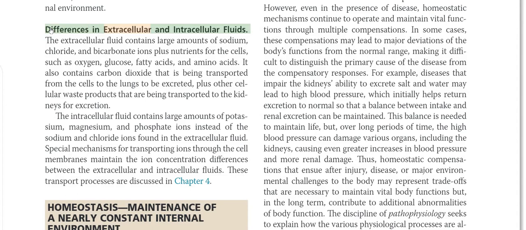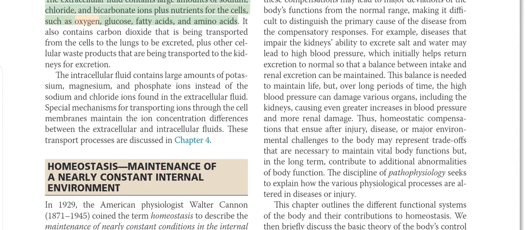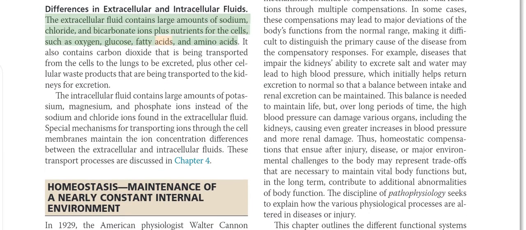Differences in extracellular and intracellular fluids. The extracellular fluid contains large amounts of sodium, chloride, and bicarbonate ions plus nutrients for the cells, such as oxygen, glucose, fatty acids, and amino acids. It also contains carbon dioxide that is being transported from the cells to the lungs to be excreted, plus other cellular waste products that are being transported to the kidneys for excretion.